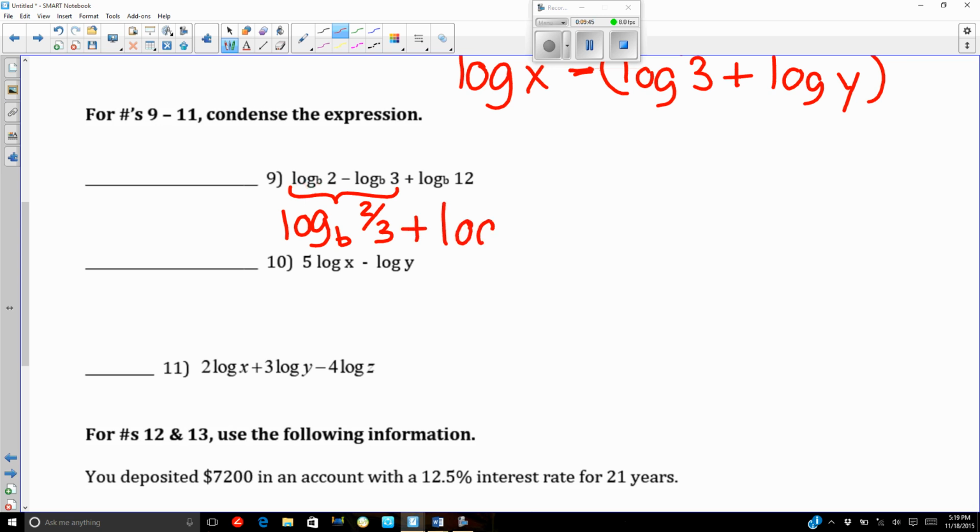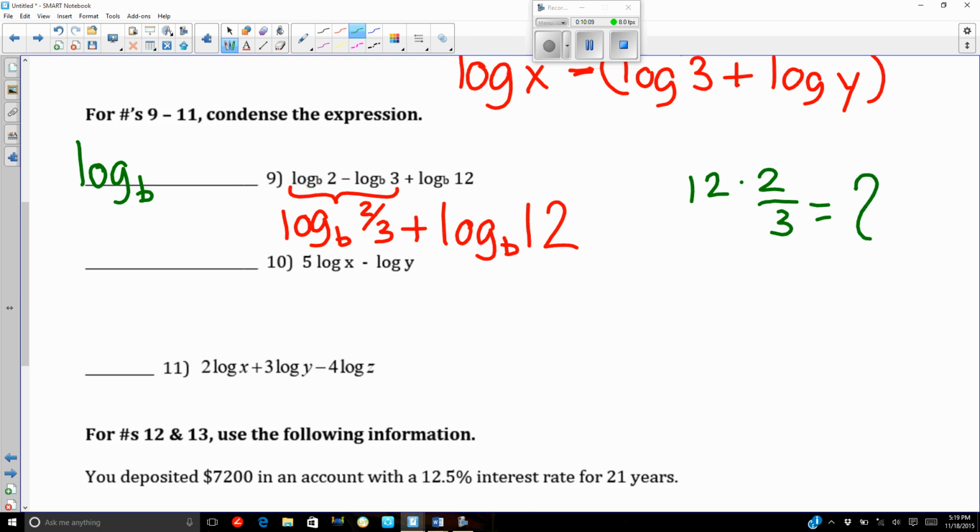And then what I've got left over, I've got plus a log base B12. Of course, addition converts to multiplication. So our answer here is log base B, and then here off to the side, I'm going to multiply 12 times 2/3, which we of course can do in the calculator. 12 times 2/3 should be 8. So that's our answer for number 9.